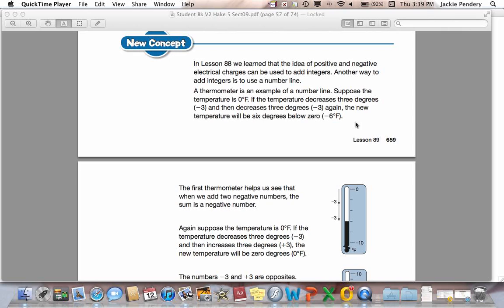Hi everybody, today we're going to be talking about lesson 89, adding integers.